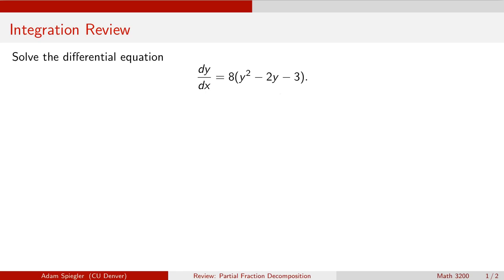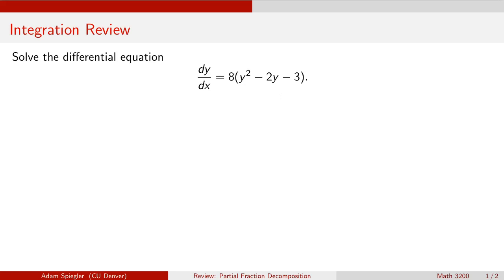Hi everyone, in this video we are going to review another method of integration which is going to be useful for the models that we take a look at in class, and that is a method called partial fraction decomposition. So where might this come up?